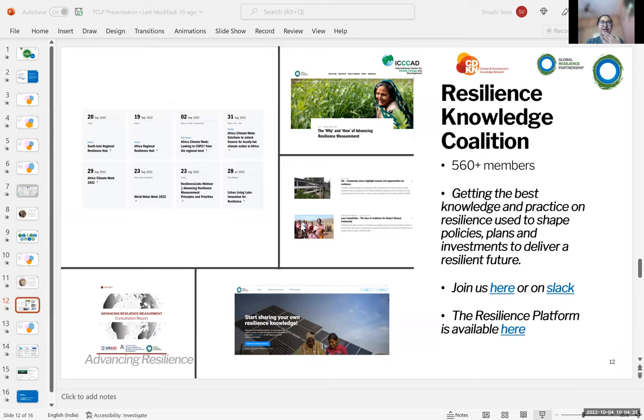So we are a network of networks, which means we are filling in the gap where knowledge brokering networks and existing initiatives have been conducting, and we feel we are adding value by making that whole larger than the sum of its parts. We are focused on getting knowledge used and facilitating a knowledge into action framework, where knowledge is used in policy, plans and investments. We are a community of practice of over 560 members now, and we work in a few different ways.